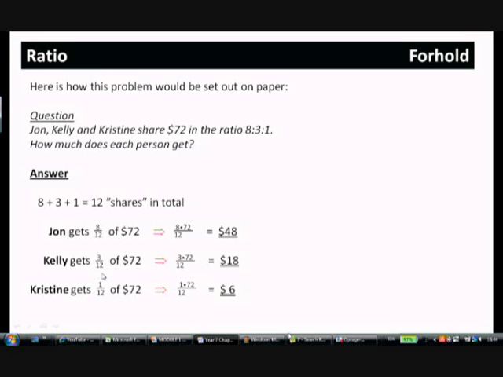Kelly gets 3/12 of $72 because she gets 3 out of the 12 shares. So you do 3 on the top, 12 on the bottom for 3/12, and then the $72 on the top. 3 times 72 divided by 12 makes $18. And then Christina gets 1/12 of $72, and that's $6. So you can write that down.